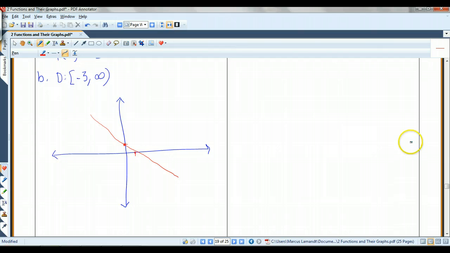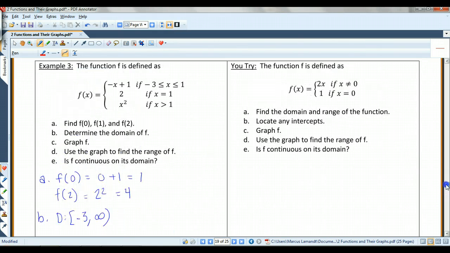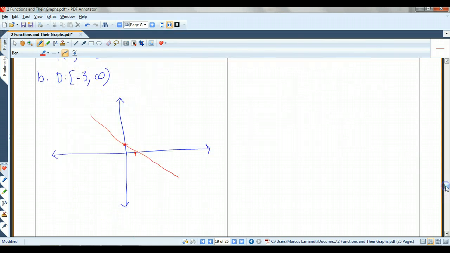Okay? But this is only the case from negative 3 to 1. So, let's see here. 1, 2, 3. So only from this point to this point here. I don't have enough room. Imagine that was a straight line. Sorry. Okay, so that's that part.